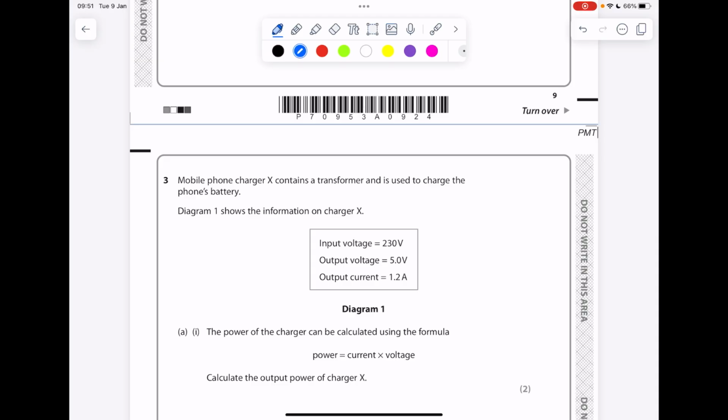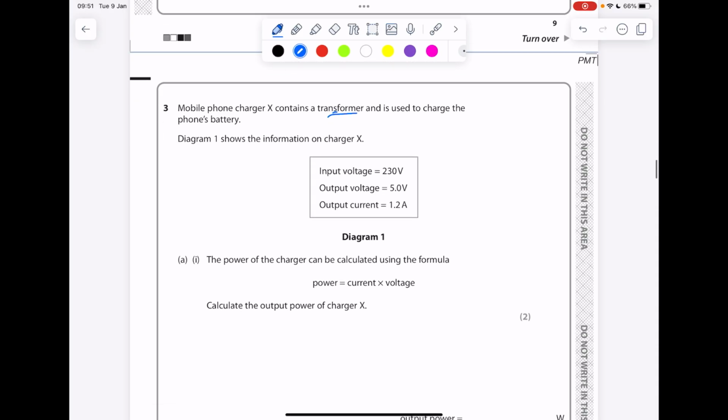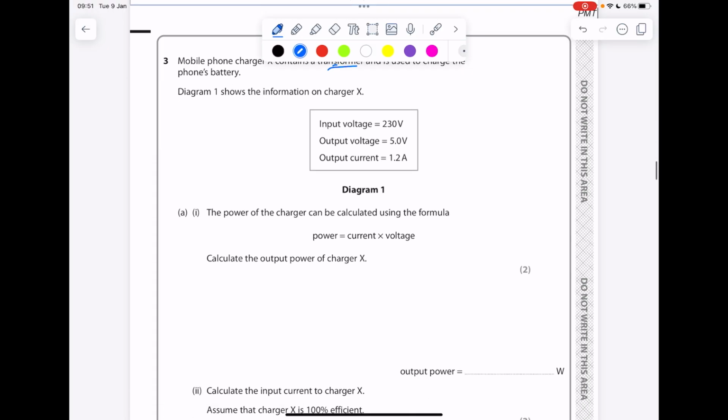Mobile phone charger X contains a transformer and is used to charge the phone's battery. We've got input, output voltages, output current. The power can be calculated using this. Calculate the output power of charger X. So power equals current times voltage. So it's 1.2 times 5, which is 6.